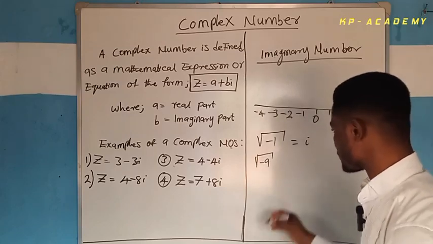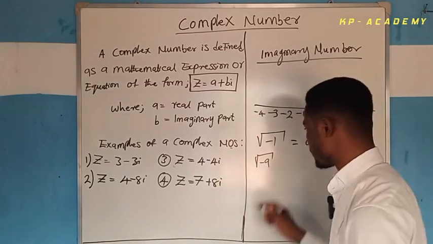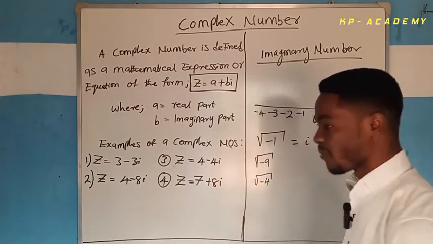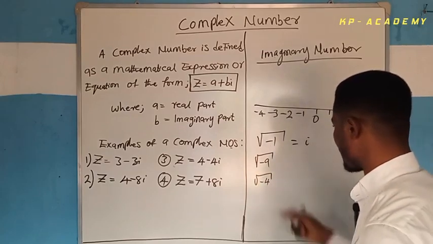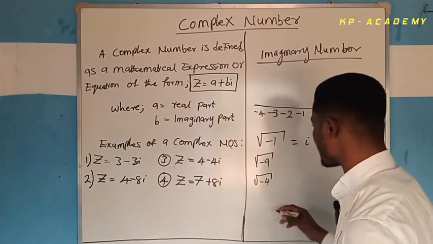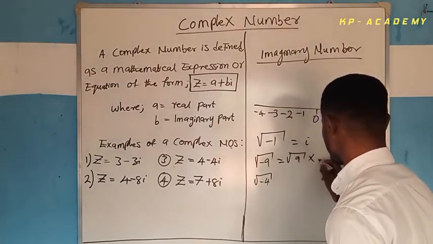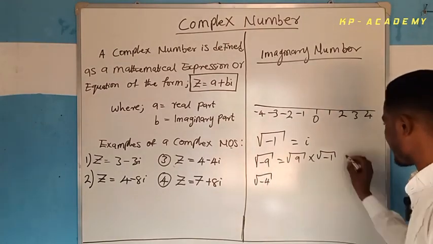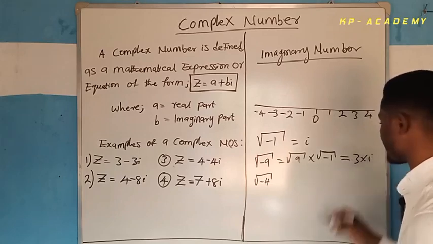Say the square root of minus 9 does not exist, that is in a non-fancy calculator. And the square root of maybe minus 4 is also a math error. But since the square root of minus 1 is equal to i, we can now say that the square root of minus 9 is equal to the square root of 9 times the square root of minus 1. Therefore, this is equal to 3 times i. Hence, we have 3i.